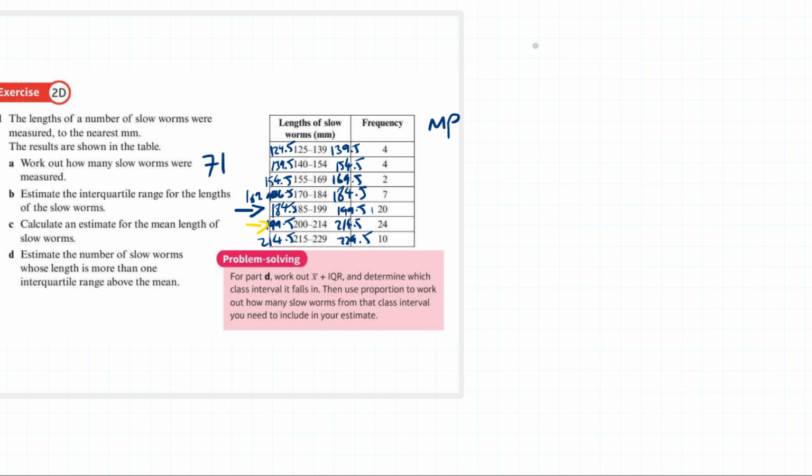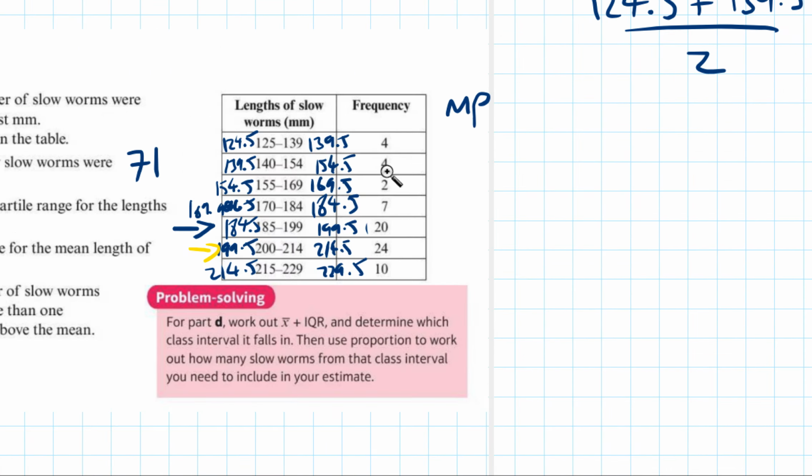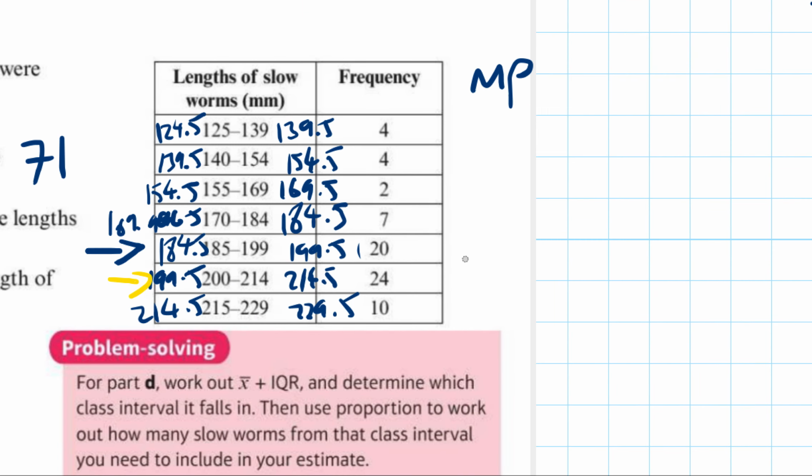If we look at the first one, to find the midpoint you do 12.5, so you do your lower class bound plus your upper class bound and then divide it by 2. The same idea as you would for finding the midpoint between two coordinates. Plugging this in, we get an answer of 132. If you want to try a few more of these, pause the video now and try to find the midpoints of a couple of them.